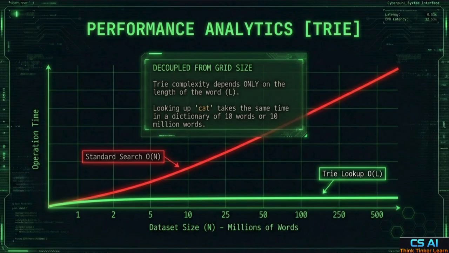The red line represents the standard search, where time grows linearly with the dataset size. As your data moves into the millions of words, that red line shoots toward the top of the grid. The green line is the trie lookup. It stays almost perfectly flat because the complexity depends only on the length of the word, L. Looking up CAT takes the same amount of time in a dictionary of 10 words as it does in a dictionary of 10 million. We have effectively decoupled our performance from the dataset size.